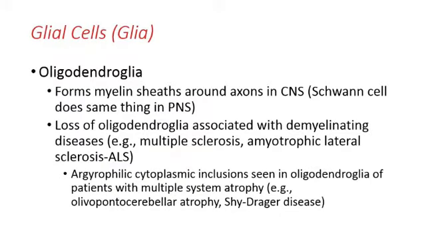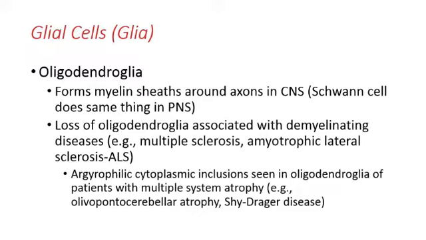So moving on from the astrocytes to the oligodendrocytes, or oligodendroglia, these are important in forming the myelin sheaths around axons in the central nervous system. The Schwann cell does kind of the same thing in the peripheral nervous system, but again, remember, one Schwann cell per neuron and one oligodendroglial cell per many neurons in the brain.